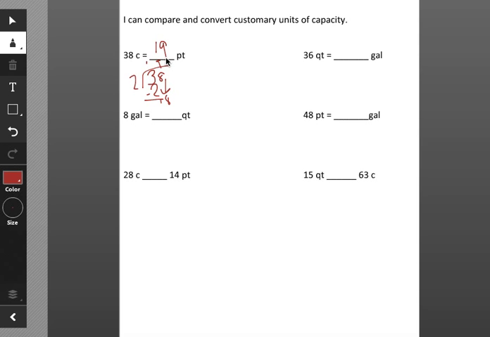And my handwriting is not the best. The tools aren't working with me great for our Adobe lesson. I'm going to erase that and write my 19 up here.